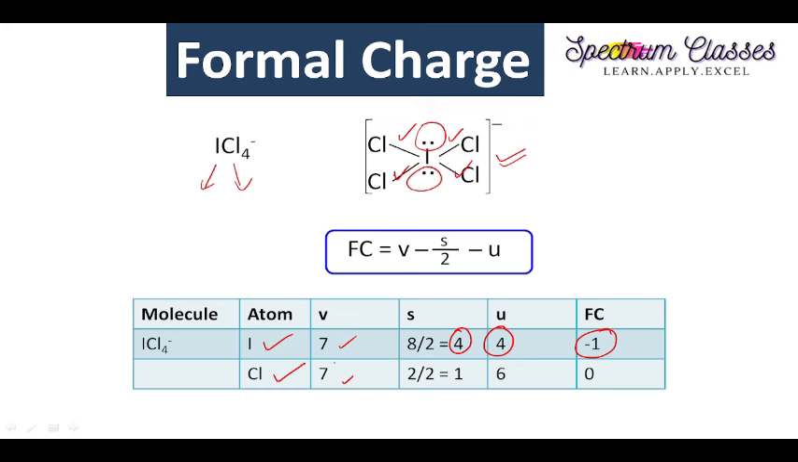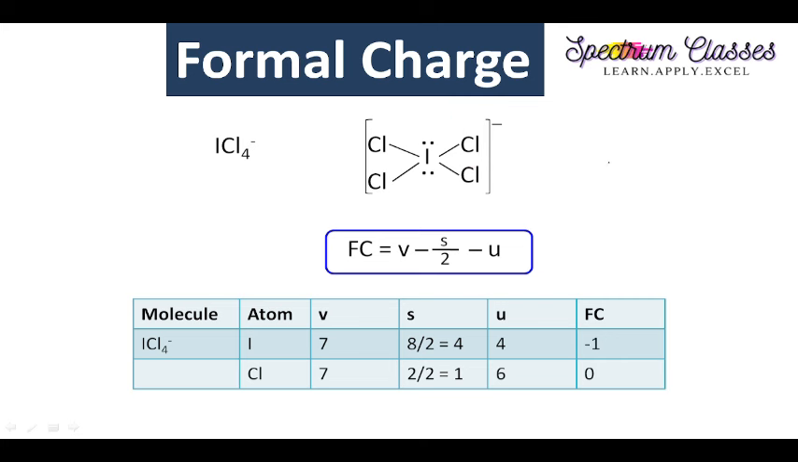So Cl has 7 valence electrons and it forms one bond, right? So one bond is there. How many electrons are left unshared? So 6 electrons are left unshared. So here it has 0 formal charge. So it means this is having minus 1 and all chlorines have 0 formal charge.